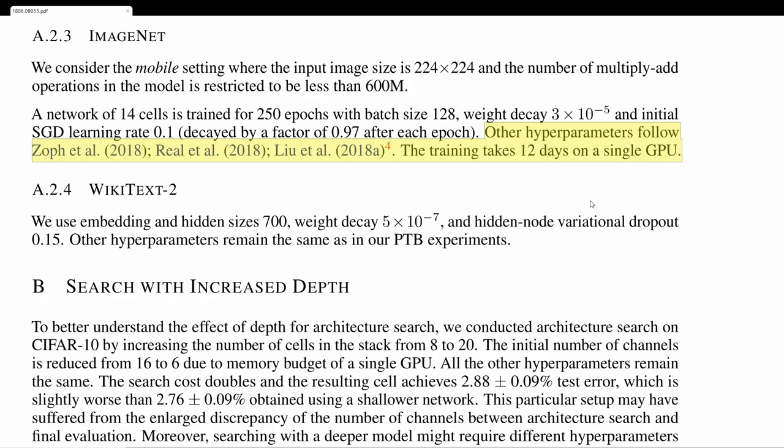For Wikitext 2, we use embedding and hidden sizes 700, weight decay 5 times 10 to the negative 7, and hidden node variational dropout 0.15. Other hyperparameters remain the same as in our PTB experiments.